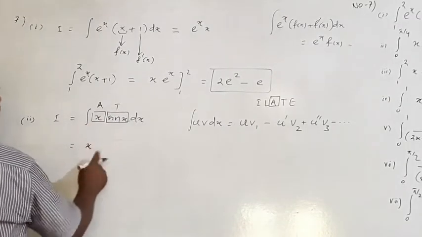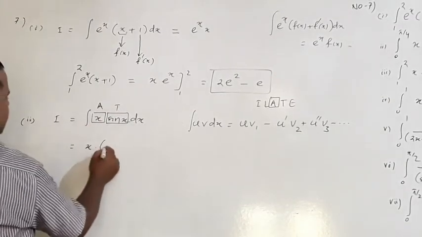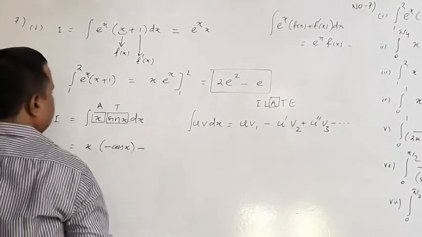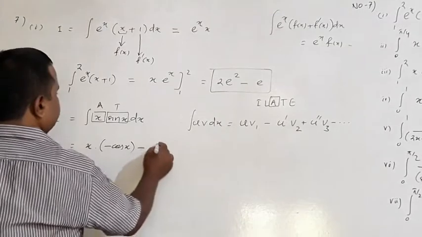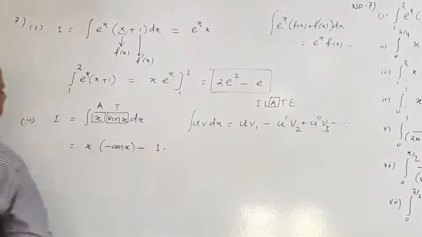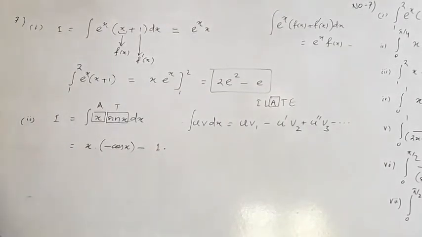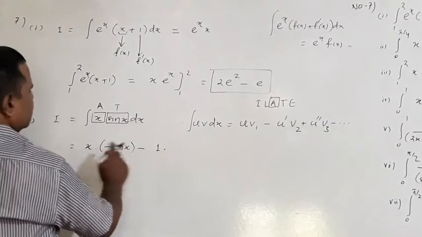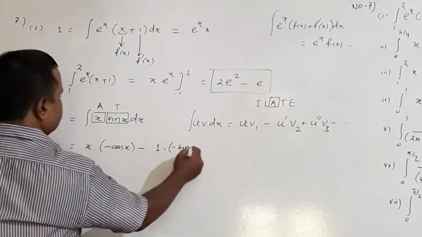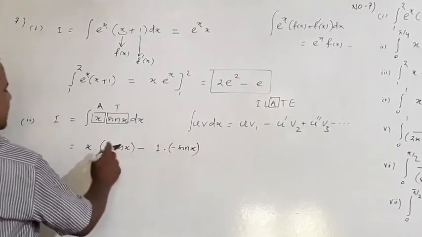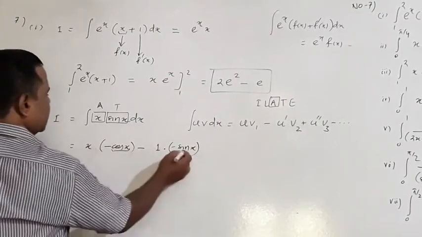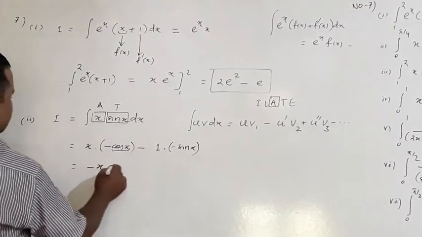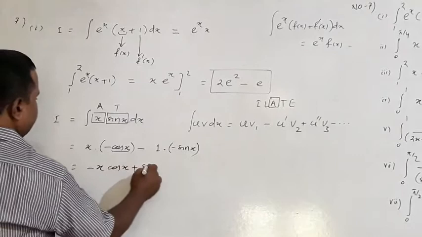First, the integration of sin x. The integration of sin x is minus cos x, minus the derivative of the first. What is the derivative of x? Then the integration of cos x. What is the integration of cos x? The integration of cos x is sin x. So it becomes minus, it was minus before, but the integration of cos x is sin x. So the answer is minus x cos x plus sin x.